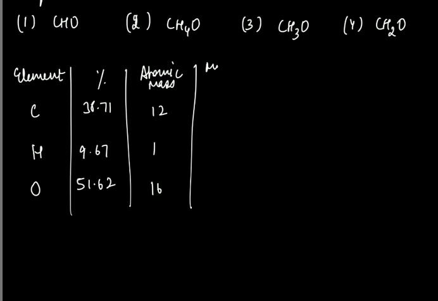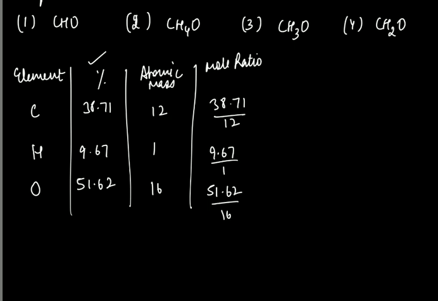Now we have to calculate the mole ratio, so the number of moles that we're going to calculate. This percentage can be taken as grams, like 38, because percentage gives you this much gram in total, 100 gram. So 38.71 divided by 12, 9.67 divided by 1, 51.62 divided by 16. So this is 12 threes 36, so this was approximately 3.2. This is 9.67 only, and this will be 16.